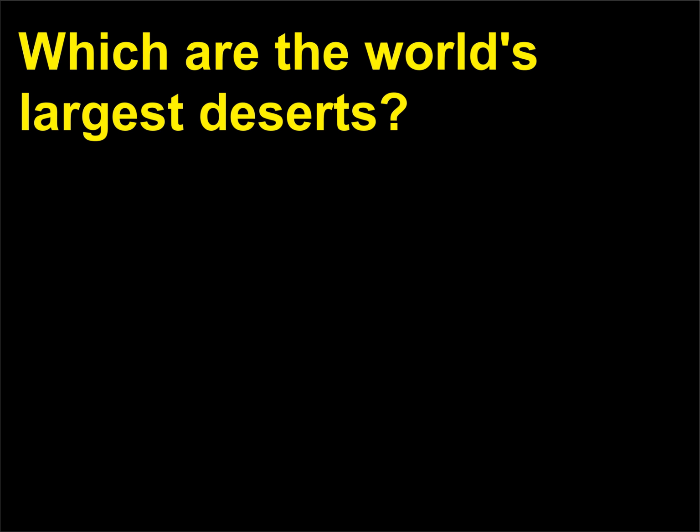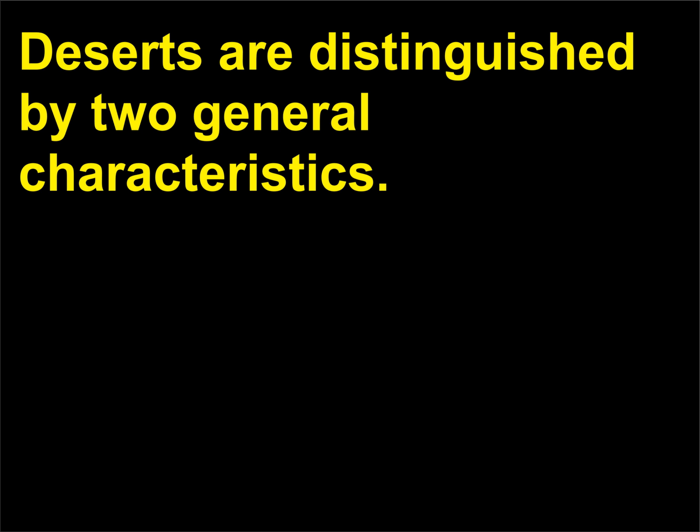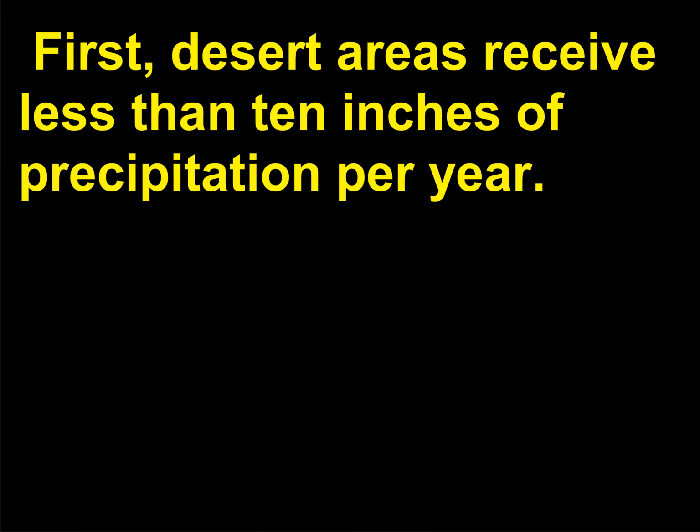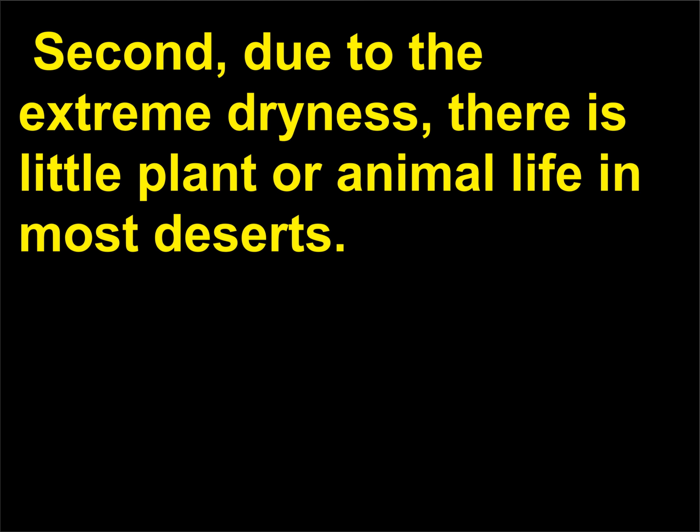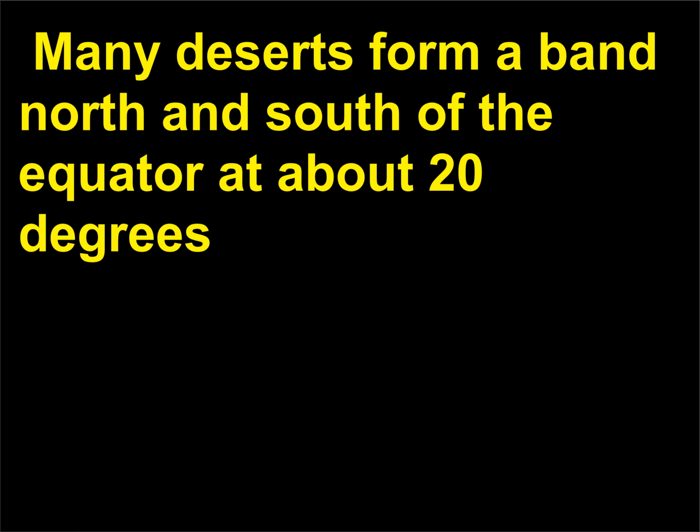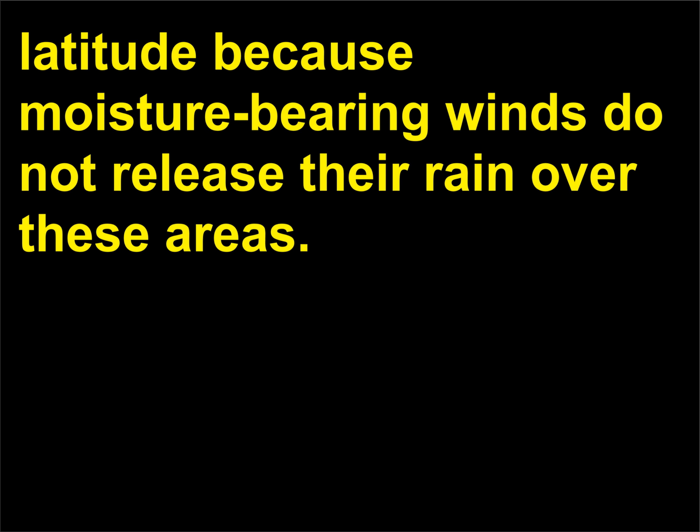Which are the world's largest deserts? Deserts are distinguished by two general characteristics. First, desert areas receive less than 10 inches of precipitation per year. Second, due to the extreme dryness, there is little plant or animal life in most deserts. Many deserts form a band north and south of the equator at about 20 degrees latitude because moisture-bearing winds do not release their rain over these areas.